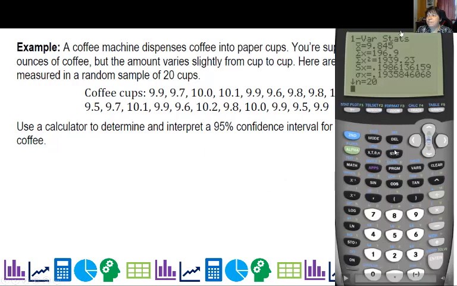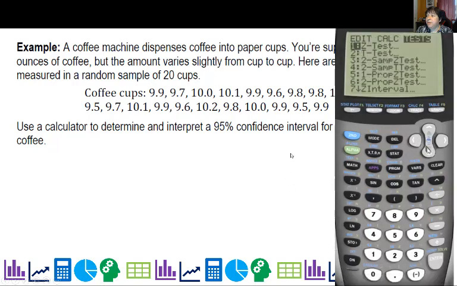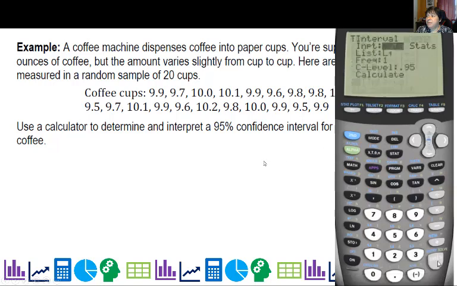So the data is all entered in the list, and I just want to go ahead and calculate the interval. So I'm going to go Stat, go to Test, T interval, go to Data. So make sure you're in Data. There's list 1, 1.95. And then calculate, and voila, there's your confidence interval.